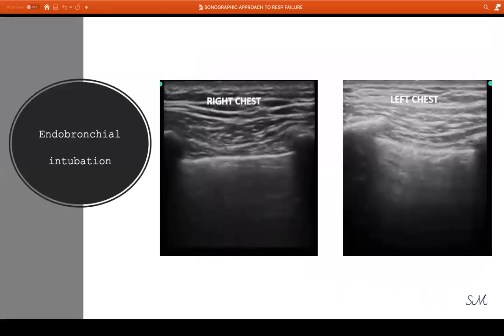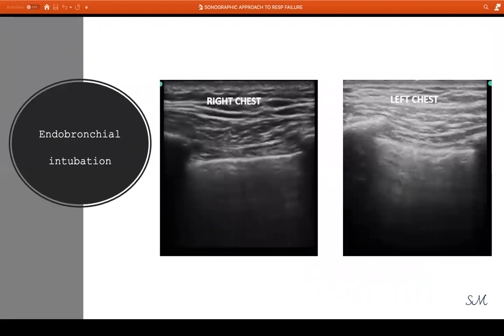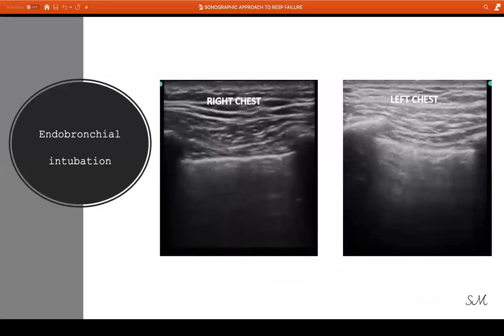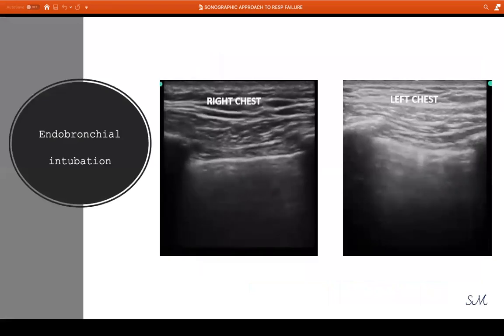Next thing we need to confirm is whether the tube is in the trachea or within the bronchus. We know that mostly if it is an endobronchial intubation, it will go to the right side because of its anatomical position. Now, if the tube is in the right side of the lung, what will happen? The right side of the lung will get ventilated like a normal lung. But what will happen to the left side?